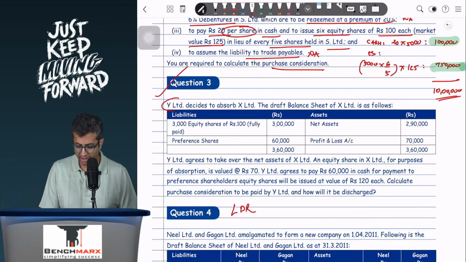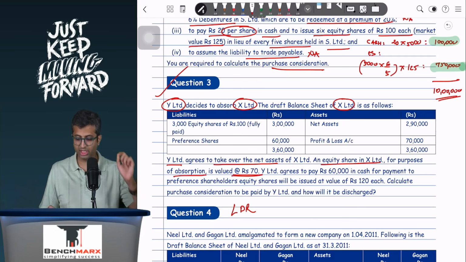Now, Y decides to absorb X. Y is the acquirer, X is the target. The draft balance sheet of X was as follows. You have the net assets, 3,000 shares of rupees 100 each, preference shares, and P&L debit balance. Now Y agrees to take over the net assets of X. An equity share in X, for the purpose of absorption, is valued at 70. So we have agreed that for every share of X, we will pay 70.